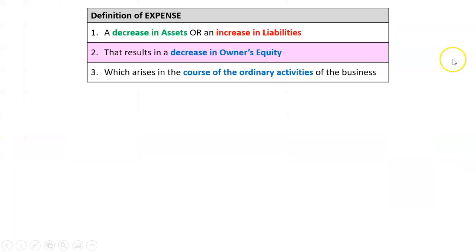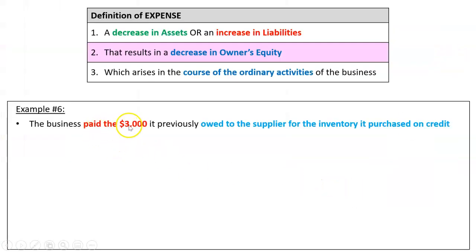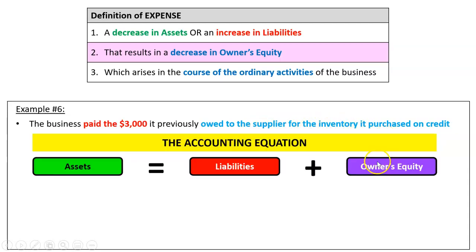Just a couple of little examples to finish off with. We'll just do the business paid the $3,000 it previously owed to a supplier for inventory it purchased on credit. Is that an expense? Let's have a look here. Well, what have we got less of when we pay $3,000? We've got less of an asset called cash.